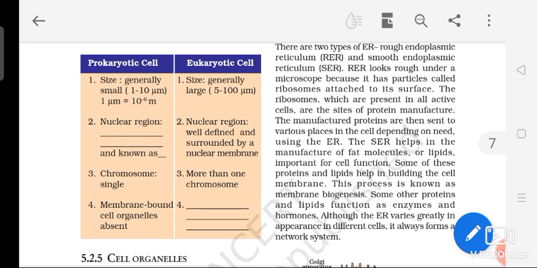This is the difference between the prokaryotic and the eukaryotic cell. Prokaryotic cells are small in size, while eukaryotic cells are a little bit bigger. Their nuclear region does not have any nuclear membrane and is known as the nucleoid. While in eukaryotes the nuclear region is well defined and surrounded by a nuclear membrane. Only a single chromosome is present in the prokaryotic cell, while in the eukaryotes more than one chromosome is present.